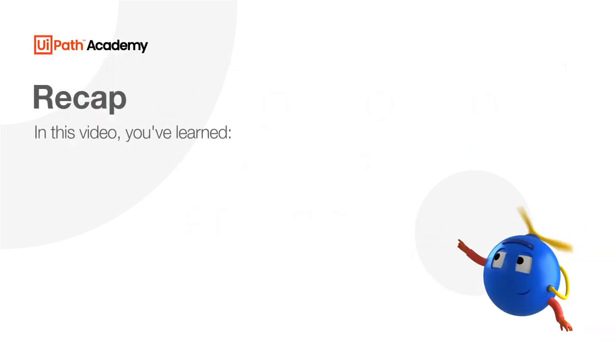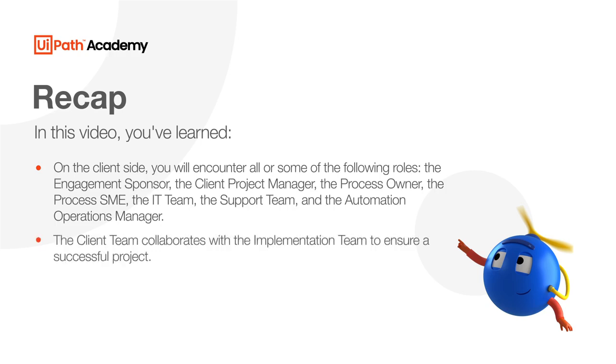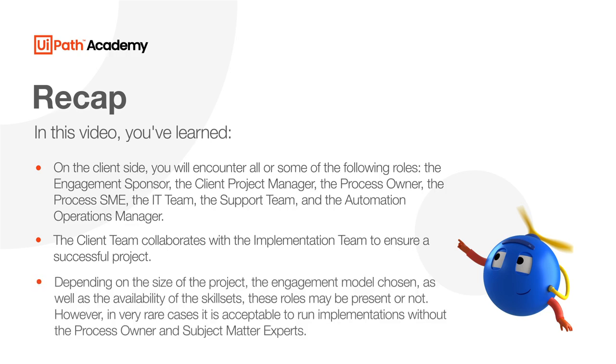Now let's do a quick recap. On the client side, you'll encounter all or some of the following roles: the engagement sponsor, the client project manager, the process owner, the process SME, the IT team, the support team, and the Automation Operations Manager. The client team collaborates with the implementation team to ensure a successful project. Depending on the size of the project, the engagement model chosen, as well as the availability of the skill sets, these roles may be present or not. However, in very rare cases, it is acceptable to run implementations without the process owner and subject matter experts.